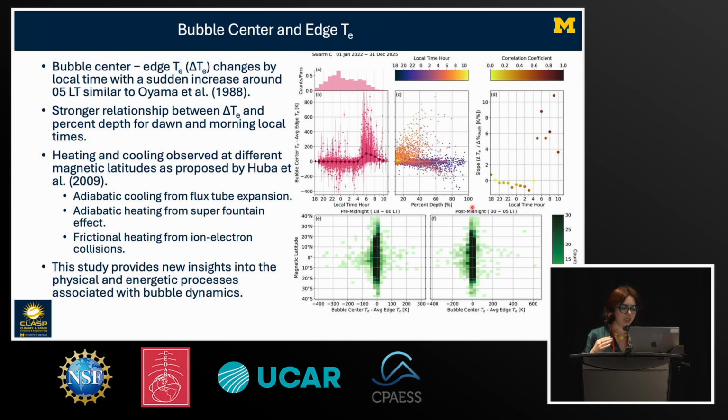Additionally, we looked at not just morning and dawn, but also pre-midnight and post-midnight. That's the bottom two panels, as a function of magnetic latitude. We can see evidence of adiabatic cooling from flux tube expansion. As the bubble starts to rise, there is a larger volume, and we have that adiabatic cooling. Then the ions and electrons start to fall down in a super fountain effect, and we see that heating. If we look at the bottom panel here, we can see that there's more cooling around the equator, and at higher magnetic latitudes, there's more heating. This is consistent with results found by Huba et al., who proposed these different mechanisms.